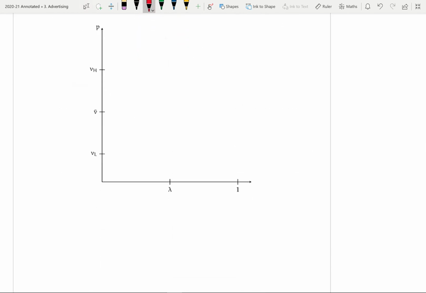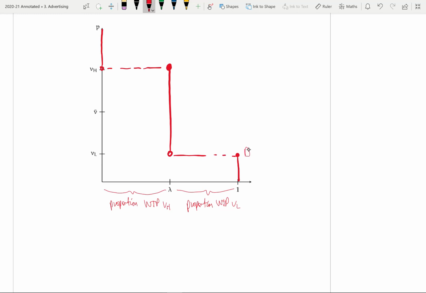If the price is more than VH, then demand is going to be 0, because VH is the most that anyone is willing to pay. If the price is less than or equal to VL, then the demand will be 1. If the price is above VL but less than or equal to VH, then only the consumers with a high willingness to pay are going to buy. The proportion of consumers with a high willingness to pay is lambda. So this is the demand curve with advertising.